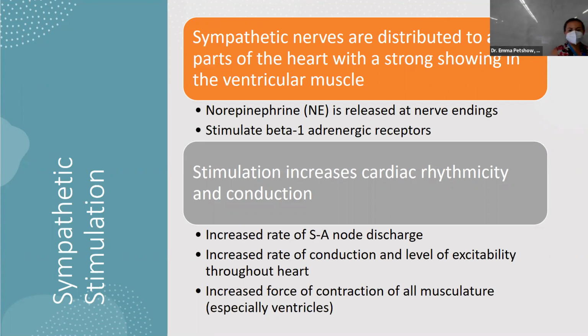You're going to increase the rate of conduction, the level of excitability throughout the heart, and the increased force of contraction to all musculature. So essentially, the baseline is going to be the opposite of the parasympathetic system because of norepinephrine stimulating beta-1 adrenergic receptors. Now, on a fibrous level, on a microscopic level, the mechanism of action is actually still somewhat unclear. They say potentially they increase the membrane permeability to calcium, more positive resting, and sodium, more positive resting potential, easier self-excitation, but they say potentially.